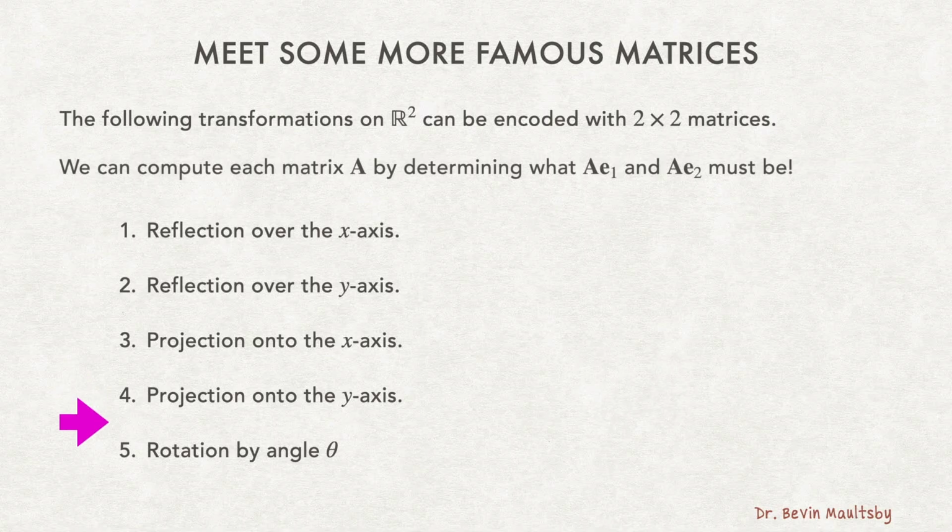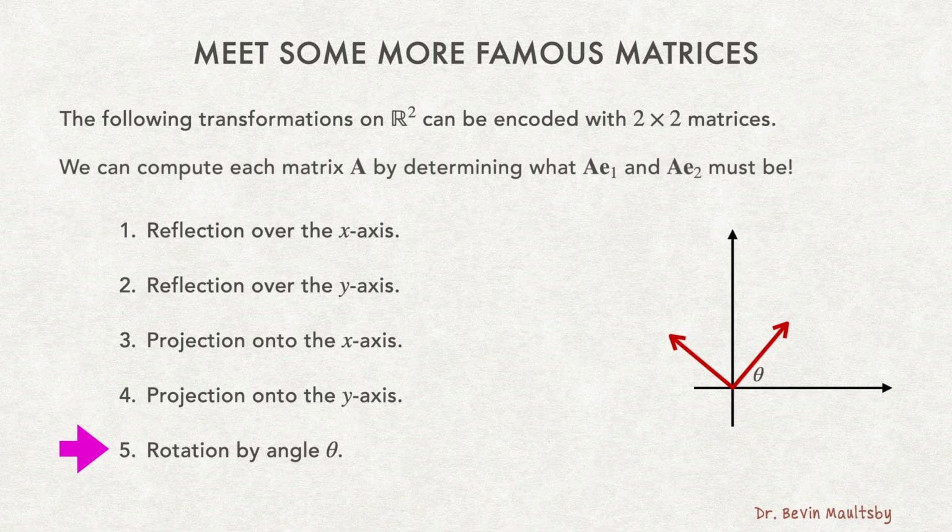Let's finish with one of my favorite 2 by 2 transformations. This is rotation by angle theta. So when you picture that, you want to imagine rotating counterclockwise in the xy plane, where theta is measured off of the positive x-axis like I've pictured here.